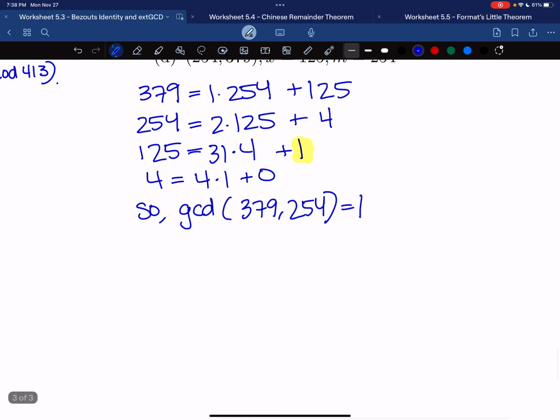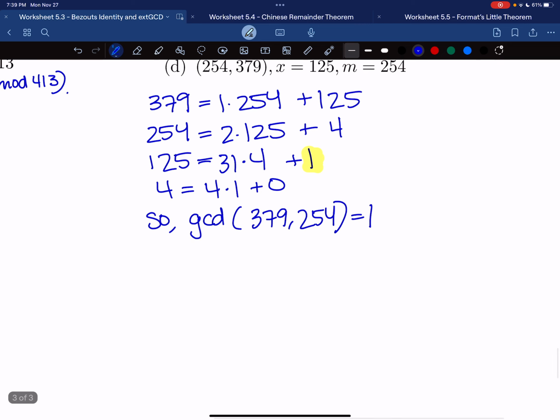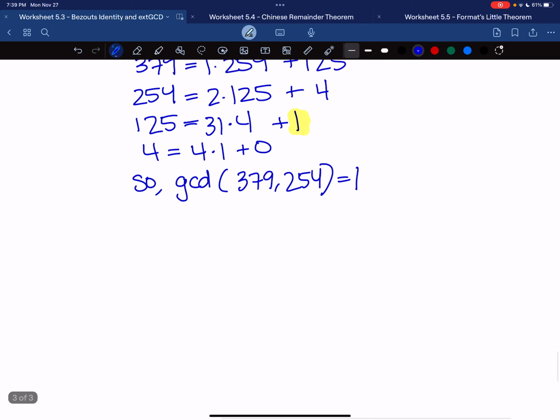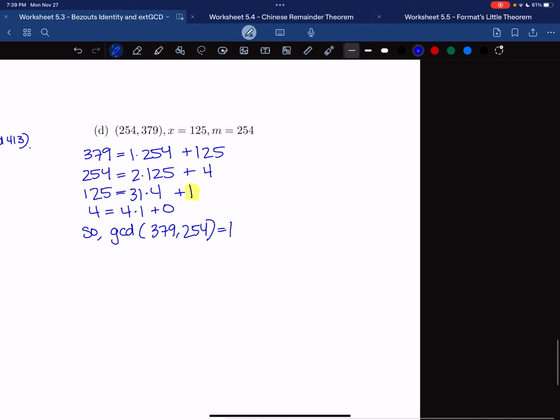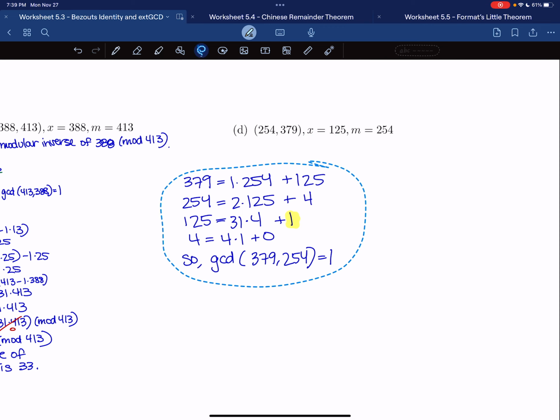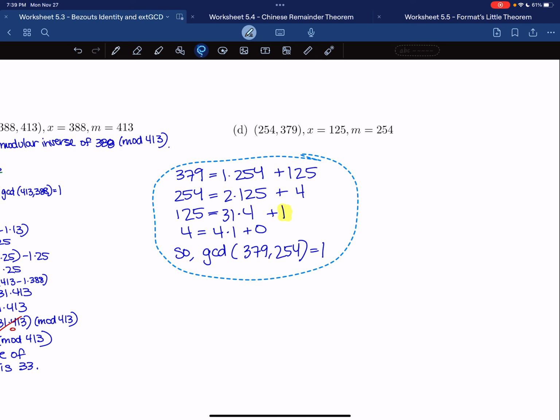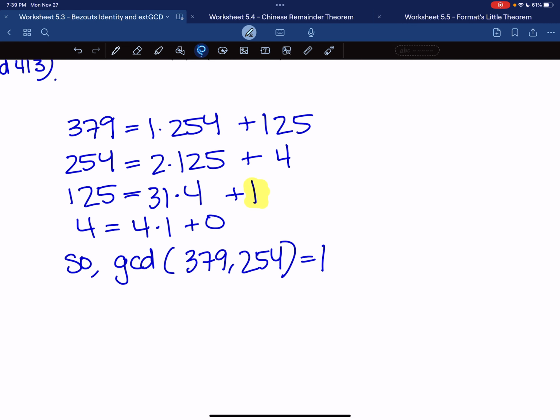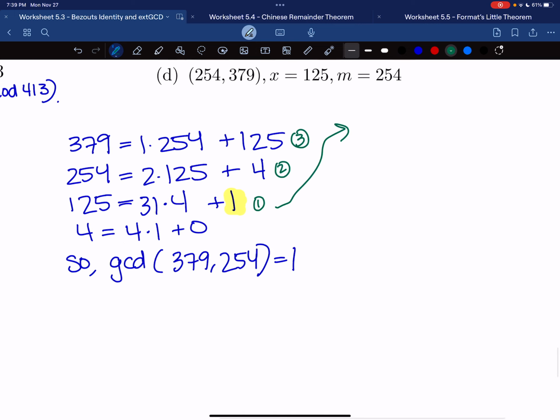Okay, and that means we can find a Z linear combination of 379 and 254. We can find the Bezout's coefficients, and we can write it out as S times 379 plus T times 254 based on everything we've done. And we do that by working our way backwards. Because I think it's helpful to look at that side by side, I'm going to move things over and we'll see. I'm going to call this 1, 2, and 3. And I'm going to move my way up, but I'm going to start from 1.